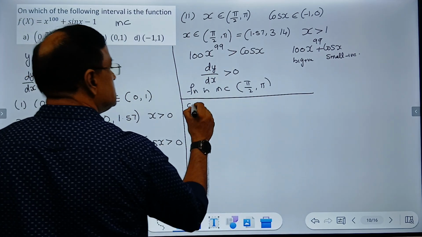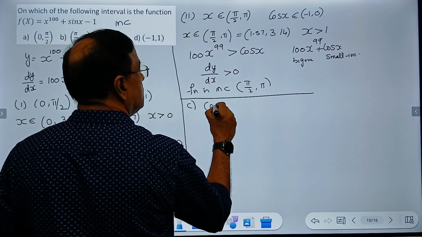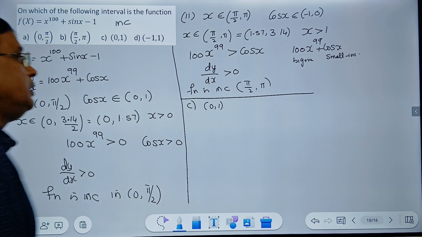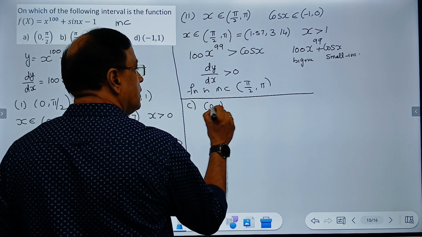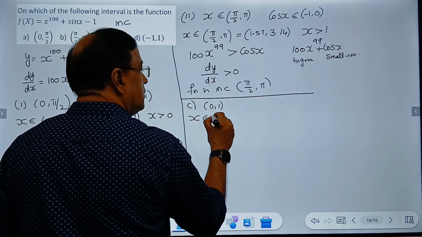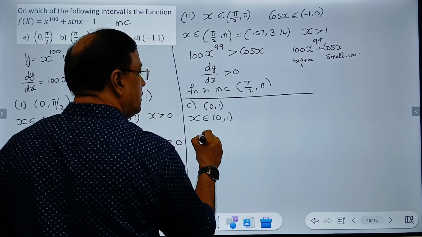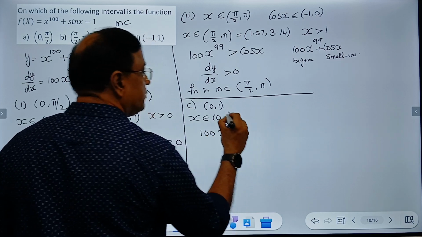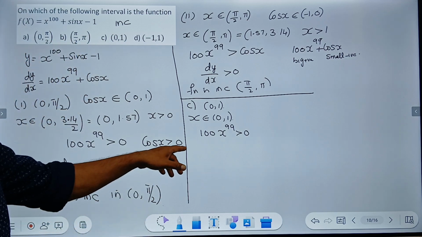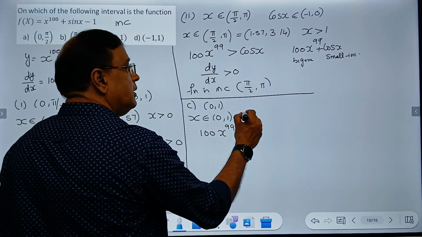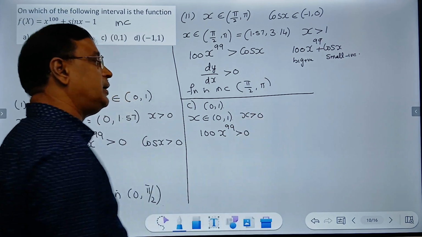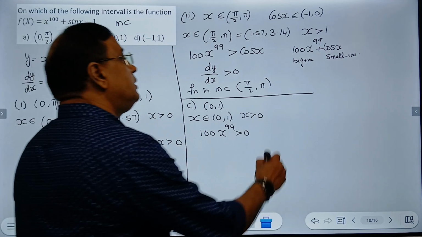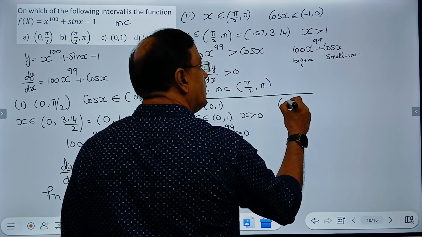Now what's the third subdivision? I'm talking about 0 comma 1, where x belongs to 0 comma 1. 100 x power 99 is always positive because x is positive. It's a very small positive number, not a very big positive number. Now, what is 1 here?